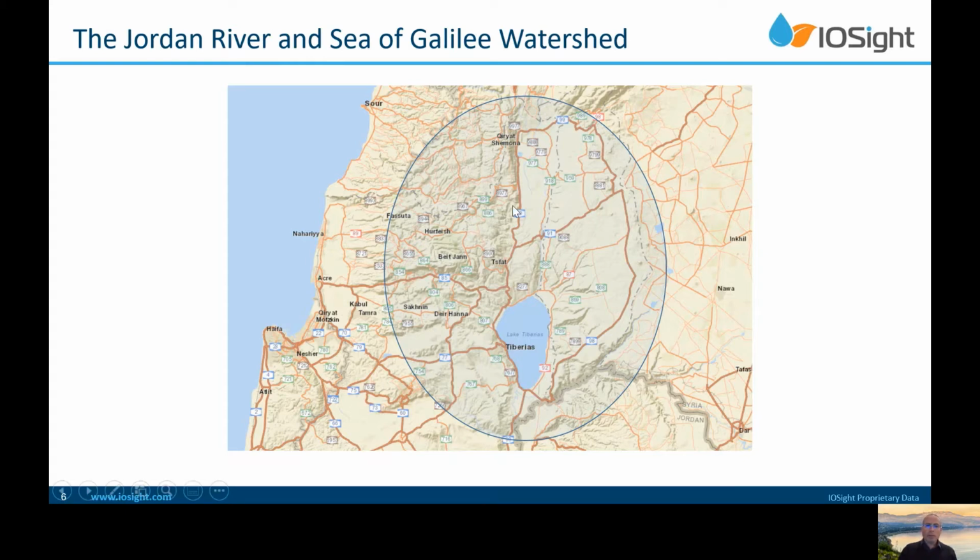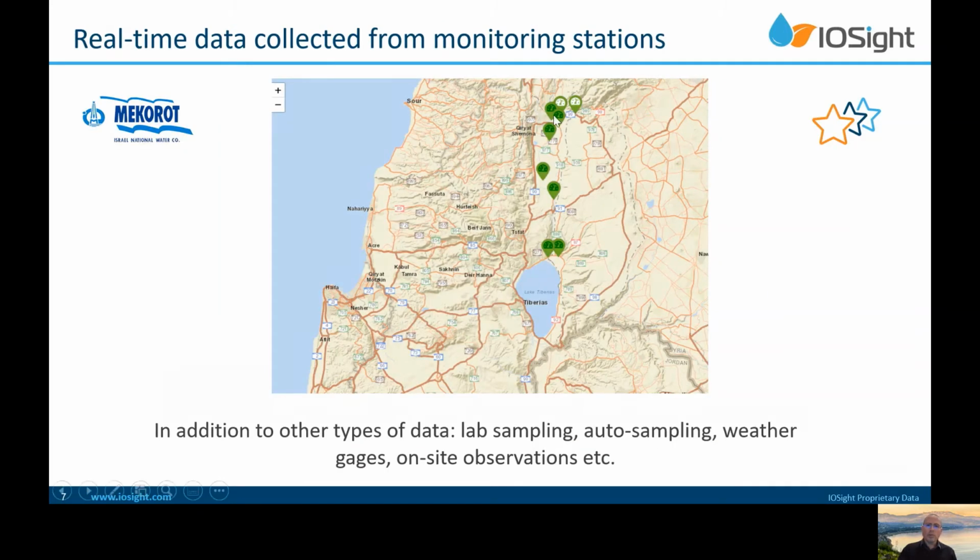So the first step, done by Mekorot, was to install monitoring stations along the river and some of the streams flowing into the river. Several monitoring stations were installed and started continuously collecting and recording data like pH, turbidity, and other indicators, and also other data sources like laboratory sampling and auto sampling in each station, weather gauges, and on-site observations, putting everything into one coherent platform of data management. So that was the first step: arranging the data and making sure you collect the data.